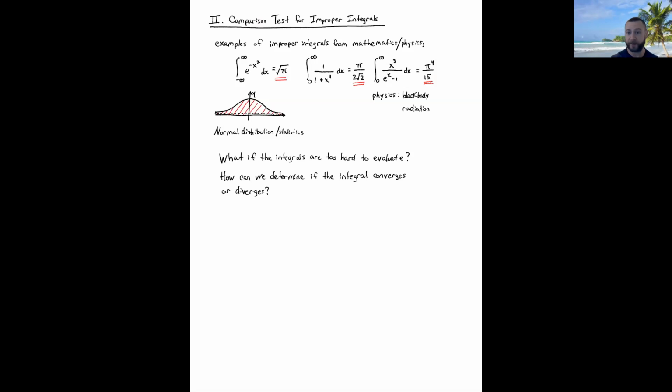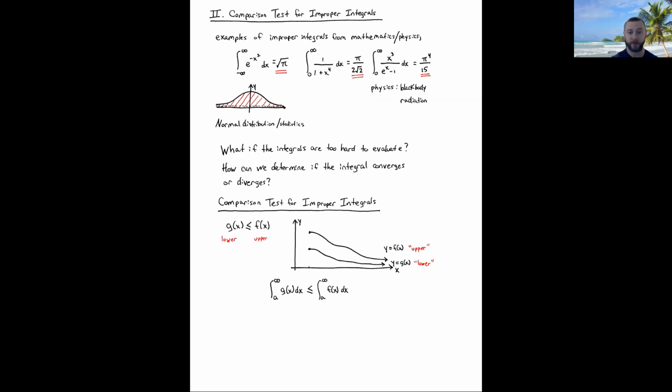All right, so these are too difficult to evaluate. How can we determine their convergence or divergence? Well, we have a nice tool called the comparison test. And what we start with are 2 functions, g of x and f of x. One is less than the other. Graphically, what that means is g of x, its graph is below the graph of f of x.